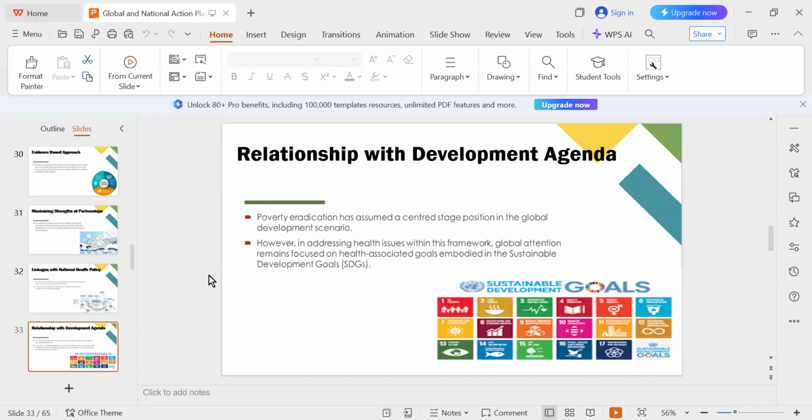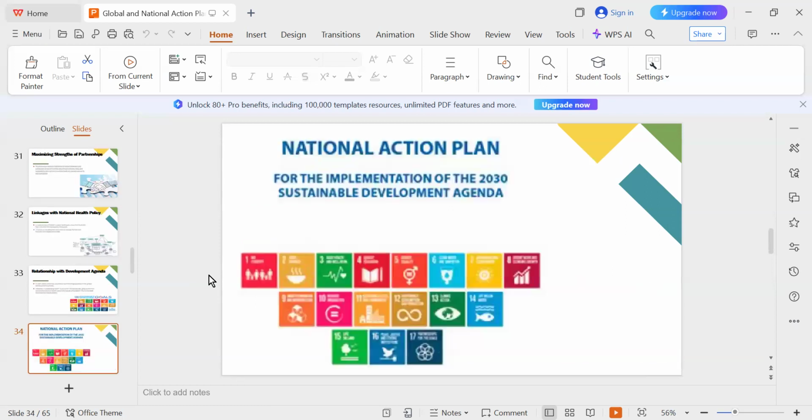Relationship with development agenda. Poverty eradication has assumed a center stage position in the global development scenario. However, in addressing health issues within this framework, global attention remains focused on health-associated goals embodied in the Sustainable Development Goals.